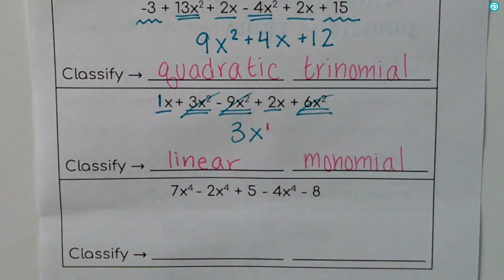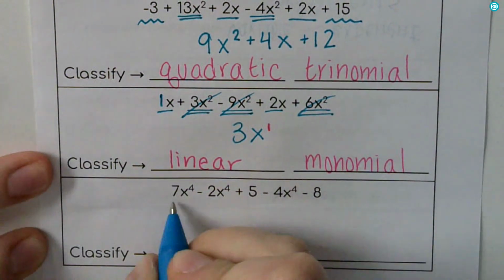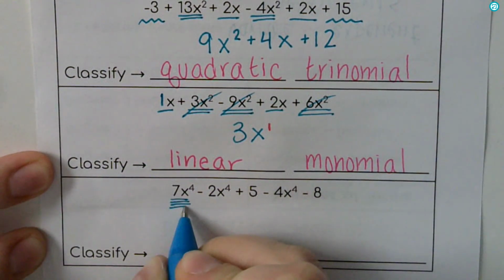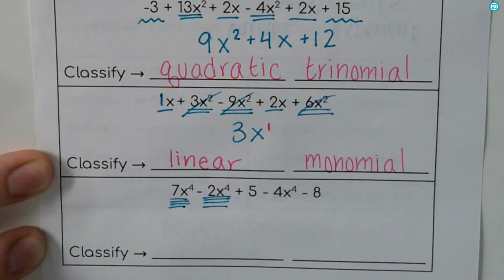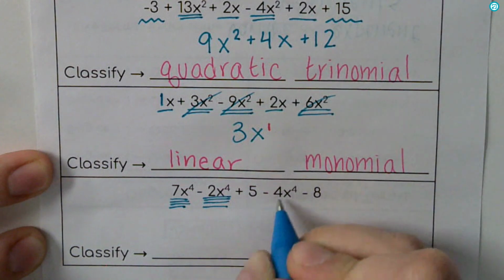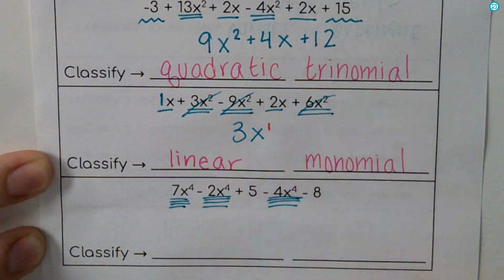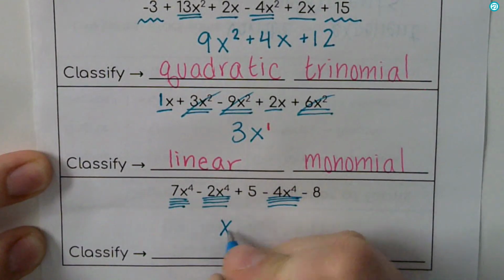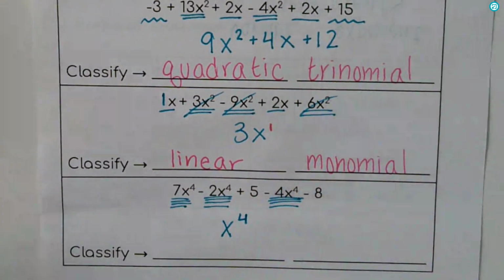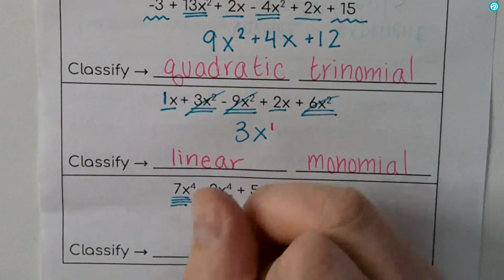Hey, last one, our highest exponent is x to the 4th, and we have 3 of those we can combine. So we've got 7x to the 4th minus 2x to the 4th. Where am I at right now? 7 minus 2? 5 minus 4x to the 4th. 1. So I have 1x to the 4th, or I can write x to the 4th. It's up to you. I'll put the 1 on.